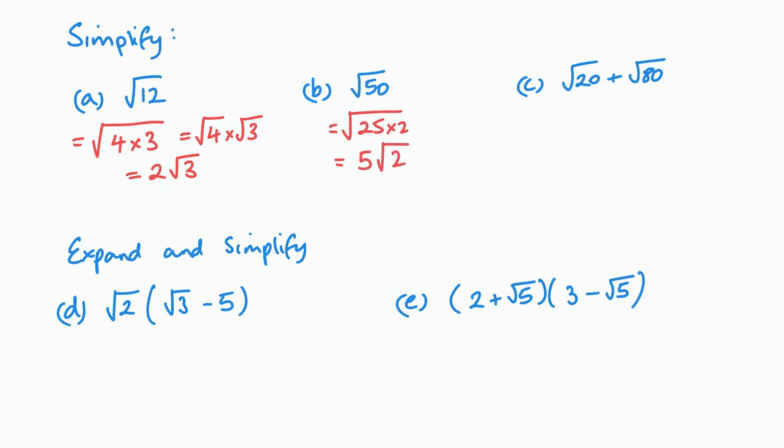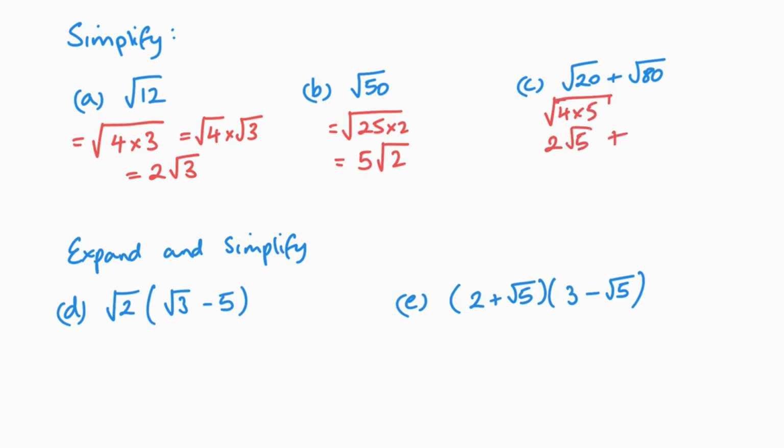Okay, let's have a look now. 20, again I can split that up into 4 times 5. So this is going to be 2 root 5. Okay, I'll take a step back in case that was a bit too quick for some of you initially. Remember the square root of 20, so this is 4 times 5. Square root of 4 is 2, square root of 5 you can't do.